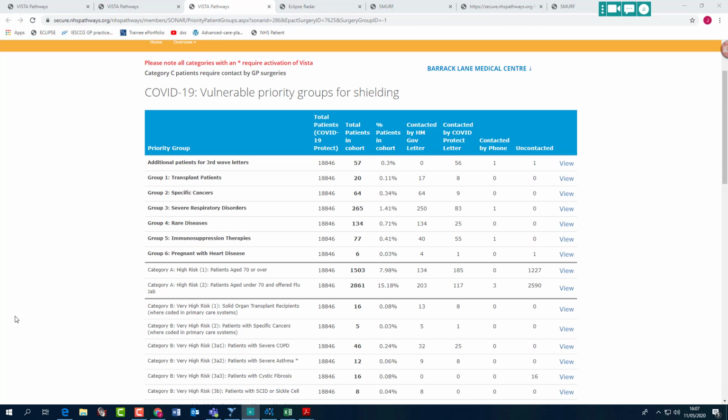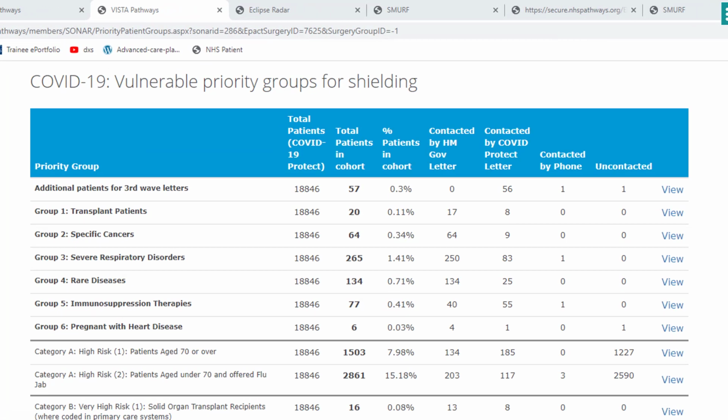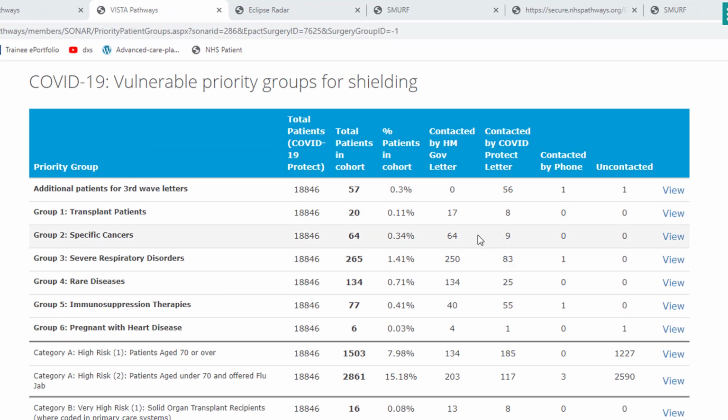So as a practice, Megan and I, when we started off with this list, we didn't have sufficient data, so we had to review our patients and go through, and some of the problems we found were transplant patients, we didn't have any issue with group 1, no problems. Cancers, we didn't find any problems there.